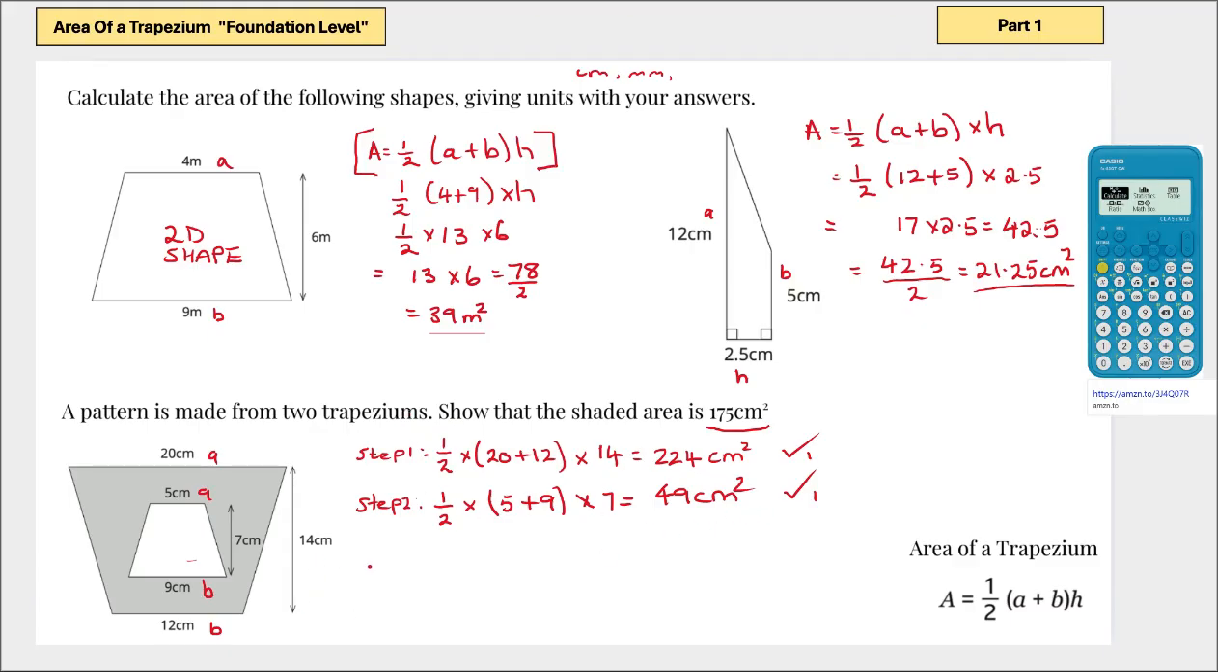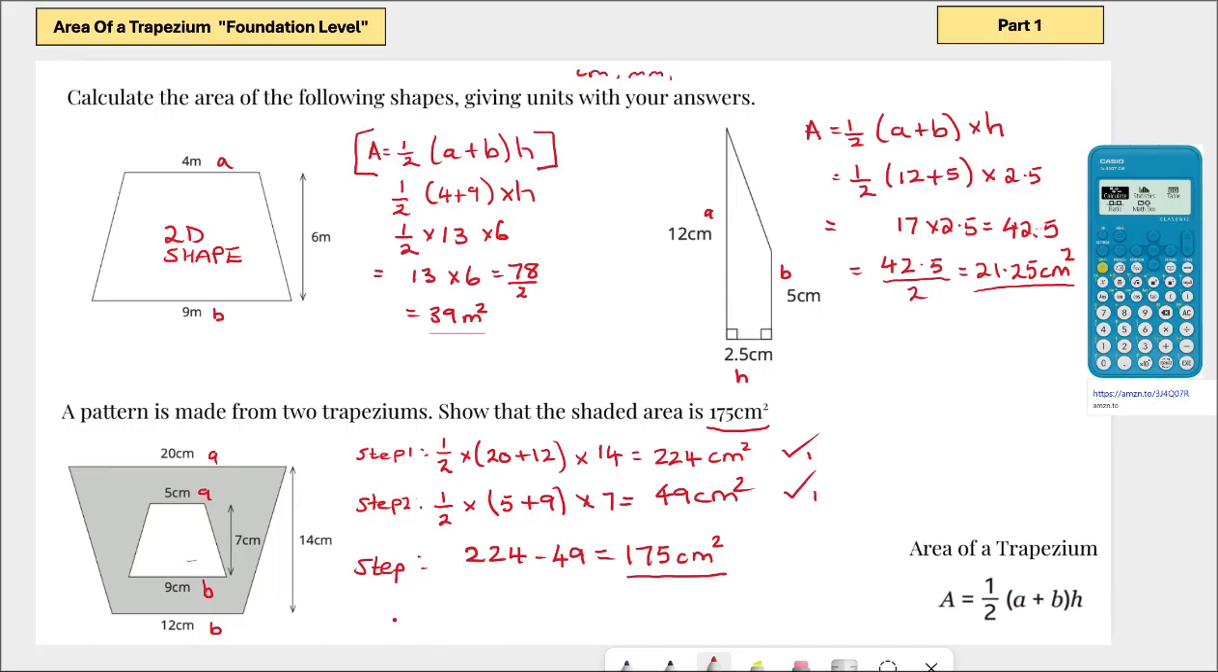And then the final step is to find the shaded area. And come on. You just subtract. So it's going to be 224 minus 49 equals, no, it's not 49. Oh, it is 49, sorry. I'm getting you all confused now. Equals 175 centimetres squared. So that's what you've done.